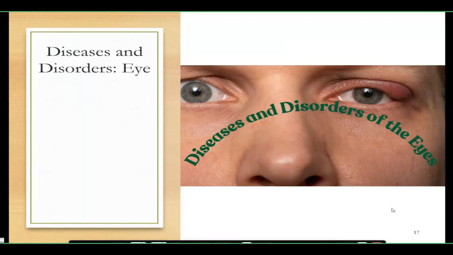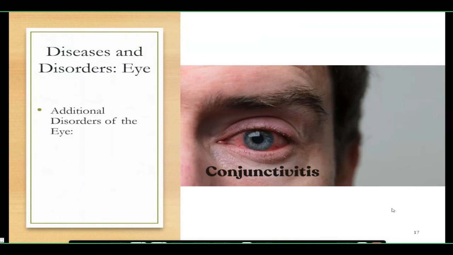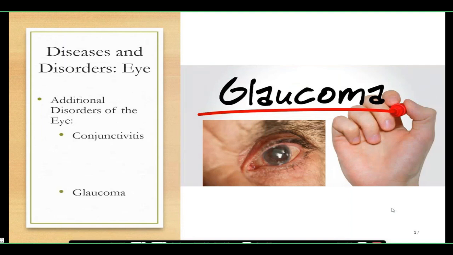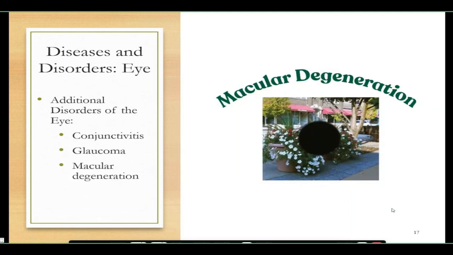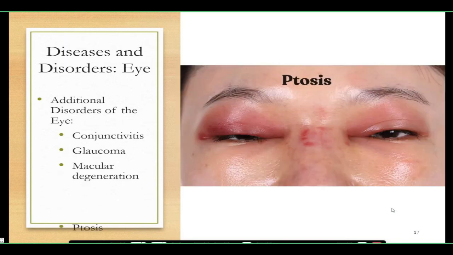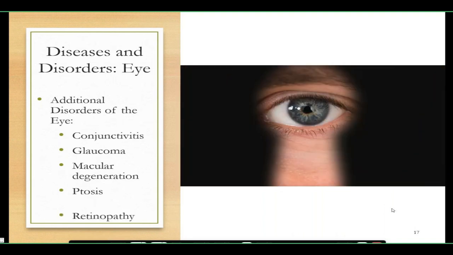Additional disorders of the eye. Conjunctivitis is an inflammation of the conjunctiva, also known as pink eye or red eyes. Glaucoma is an increased pressure within the eye. Macular degeneration is a progressive deterioration of the retina associated with new vessel formation. Ptosis is drooping of one or both upper eyelids. And retinopathy is any disease of the retina.